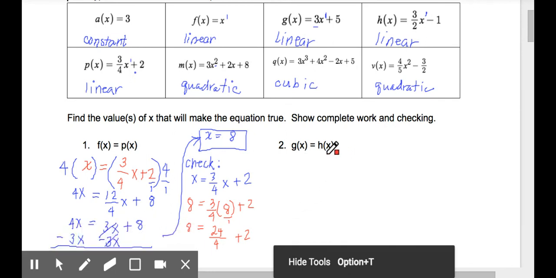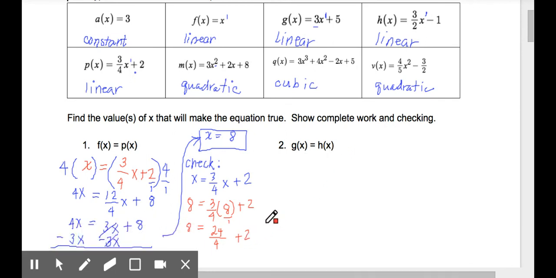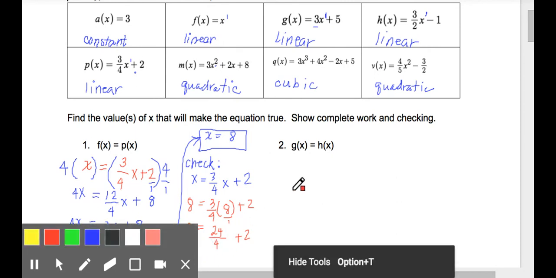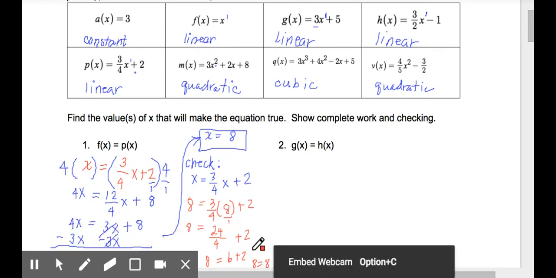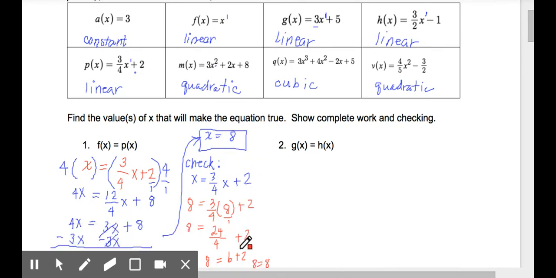And so therefore we'll have 8 equals, 24 over 4 is 6 plus 2. And so this tells us that 8 is equal to 8. So I'll just put it here. 8 equals 8. All right, so that means this tells us that our answer 8 is the right answer because it shows that the left side is indeed equal to the right side.